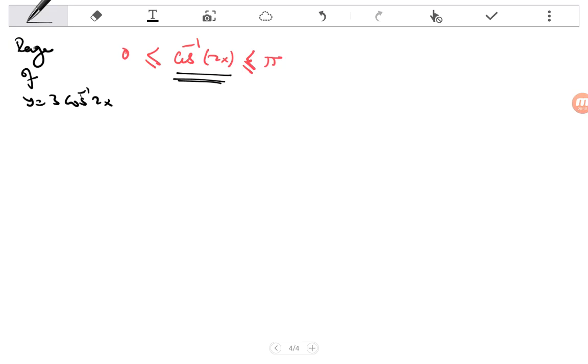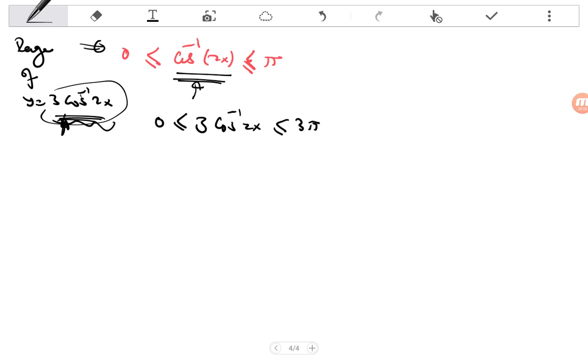But I need to know what is the range of a function. A range of a function is the set of all outputs. So I just need to know the output of this function instead of this. So how would I modify this inequality to be in this form? I will just multiply by 3 in this way. So that will be from 0 to 3 pi.